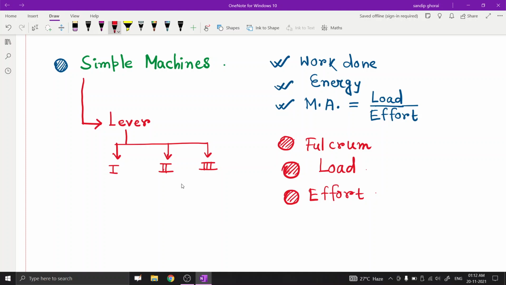Now this is the class 1 lever, class 2 lever and class 3 lever, and also what is a lever. Now we move to our next simple machine, the second one, that is inclined plane.